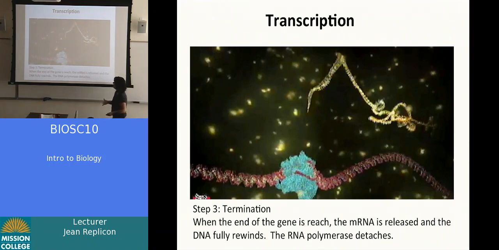So when it reaches the end of the gene, then that messenger RNA, there it goes. Whoosh. And then the DNA is fully rewound. So it goes back to the state it was. The RNA polymerase hops off. Do you think it gets used again, would you imagine? Absolutely. Yep. Our cells are very efficient. So yeah, it can be involved in making another RNA transcript.